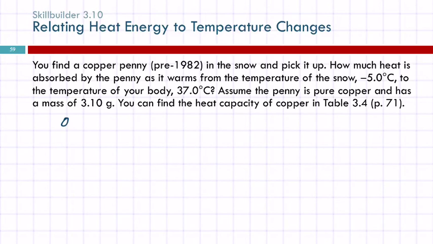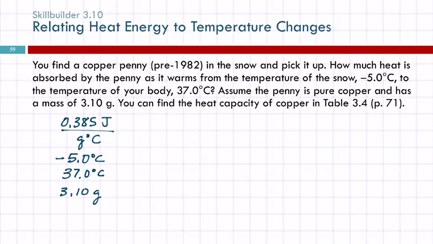Okay, so 0.385 joules per gram degree Celsius. And then I'm just going to identify what these numbers are. I have minus 5 degrees Celsius, and I have 37 degrees Celsius, and I have 3.10 grams. Pre-1982, as they've started making pennies differently after that. So those are the numbers from the problem. I know a lot of you have a hard time converting sentences like this into math equations. Read through the whole thing, pull the numbers out and write those down with their units.